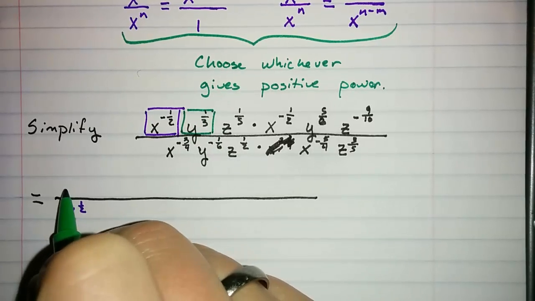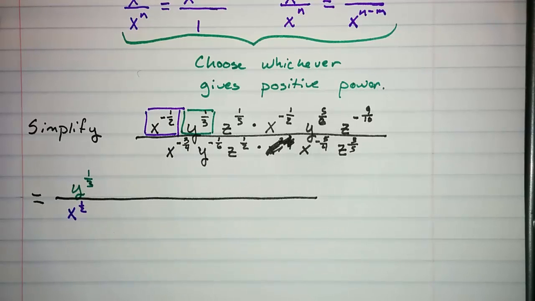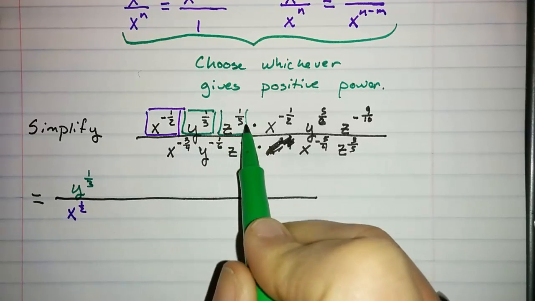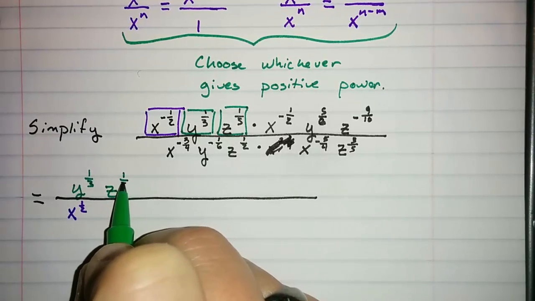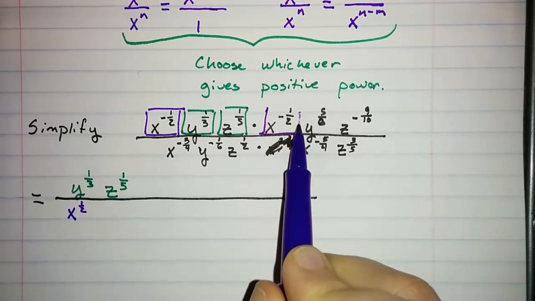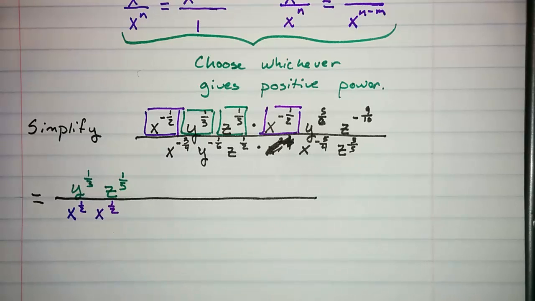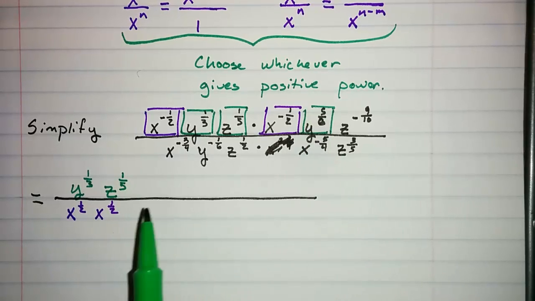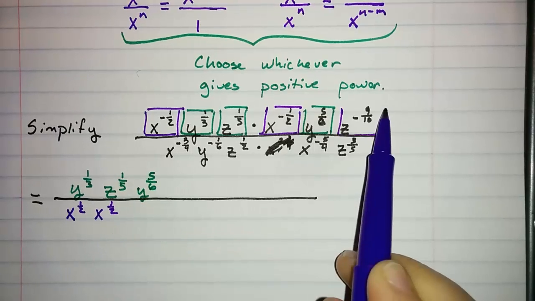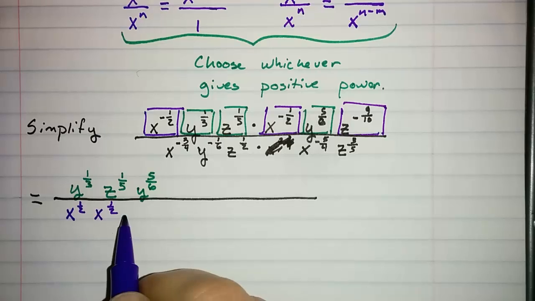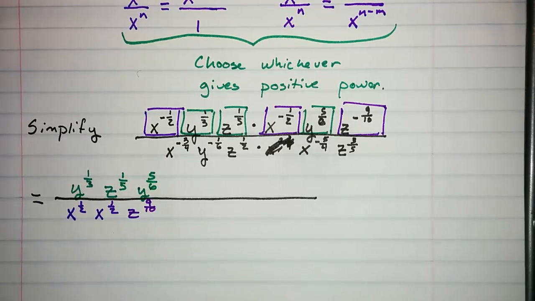Y to the positive 1/3 in the numerator stays y to the positive 1/3 in the numerator. Z to the positive 1/5 stays z to the positive 1/5. X to the negative 1/2 becomes x to the positive 1/2 in the denominator. Y to the 5/6 stays y to the 5/6. Z to the negative 9/10 becomes z to the positive 9/10 in the denominator.